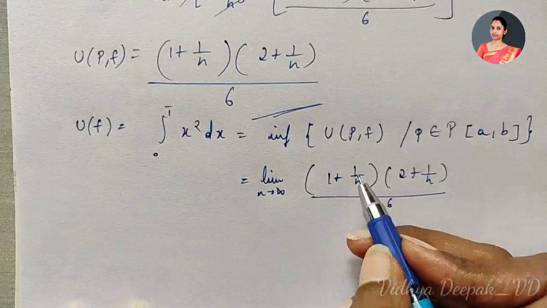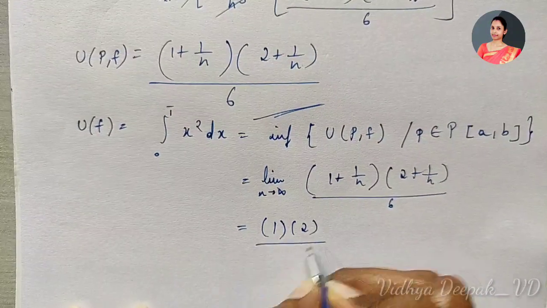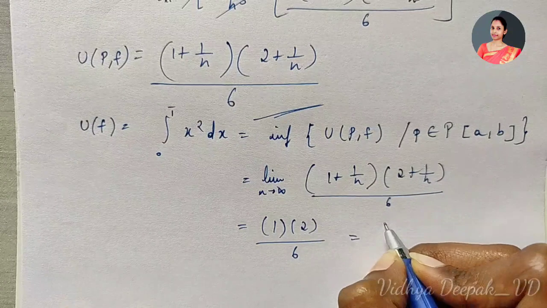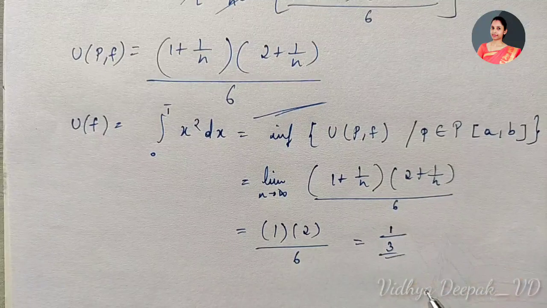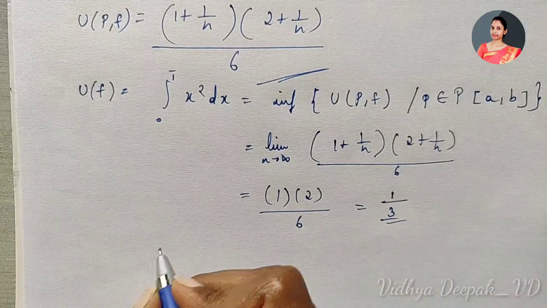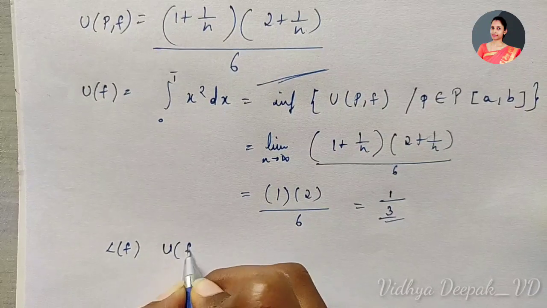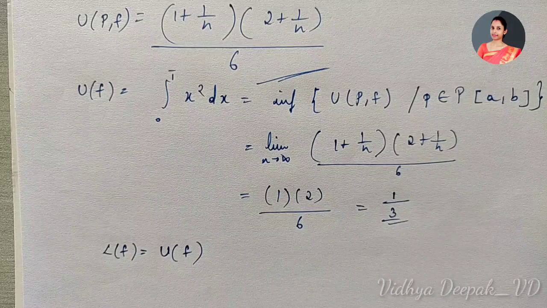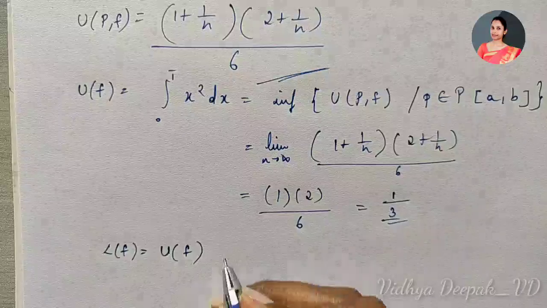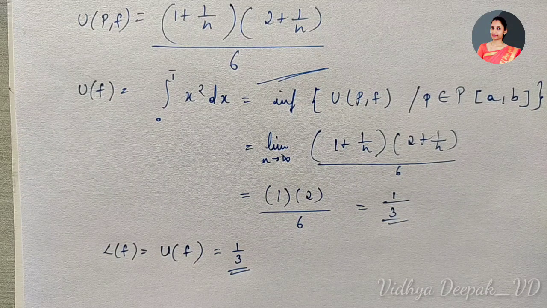Apply the limit. What happens? This term and this term become 0. You will be remaining with 1 into 2 divided by 6, which is nothing but 1 by 3, right? 2 by 6 is 1 by 3. Now compare UF and LF. How was LF related to UF? LF is equal to UF. So what is your conclusion when LF is equal to UF, which is nothing but 1 by 3? We can say that therefore F is Riemann integrable over 0, 1.